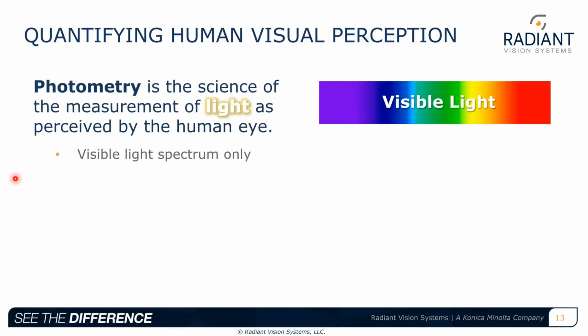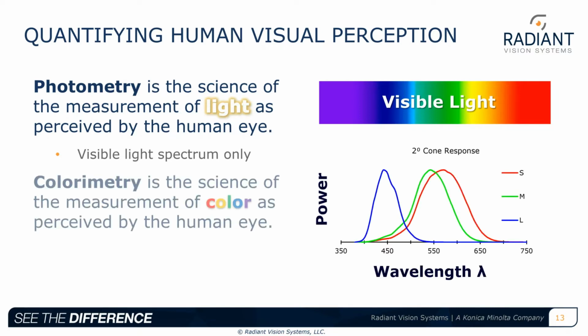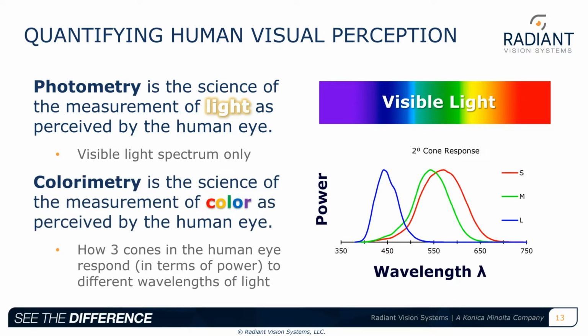And to do that, we use the science of photometry. Photometry is the science of the measurement of light as perceived by the human eye. And this then keeps us to the visible spectrum only. And within the visible spectrum, the response is weighted by what's called the photopic curve, which we'll see in a couple slides. Adding to that is colorimetry.